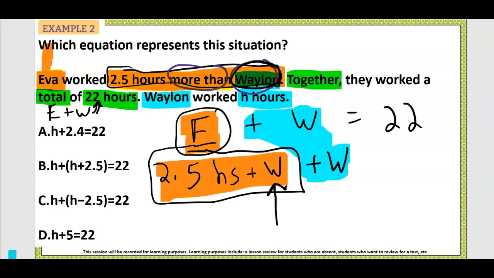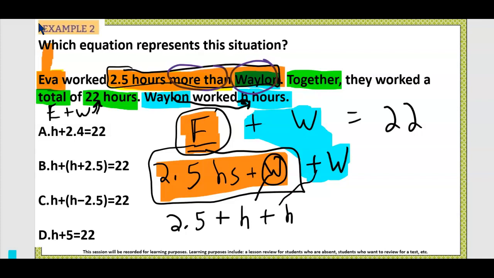Okay, so let's see, what did I do here? There we go. So we're going to replace all the W's with an H because it says Waylon worked H hours. So everything there's a W, we're going to make that H. So we have 2.5 plus H plus, we're in the blue now, H. So this 2.5 plus H came from here, and this plus H over here came from here. And that should be it.